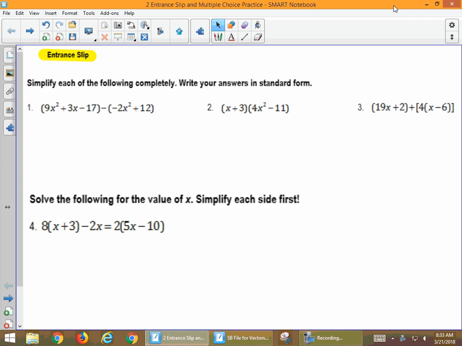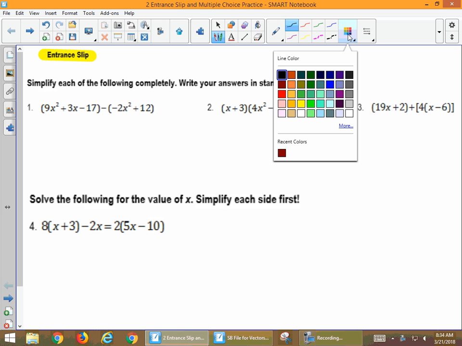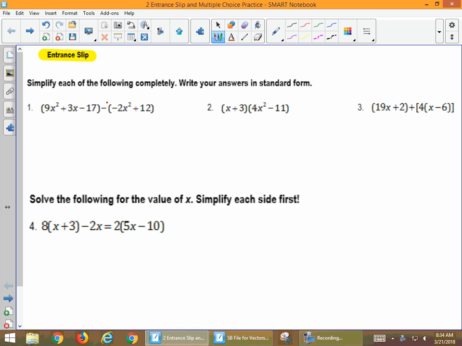All right, a little bit of practice from what you did yesterday, and then we're going to do some examples. So for this first problem, or these first three, you really have to pay attention to the symbol in the middle. This first symbol in the middle is minus, so this is a subtraction problem. When you have a subtraction problem with polynomials, you're going to distribute the negative, and then combine like terms, when your like terms have the same variable and the same exponent.